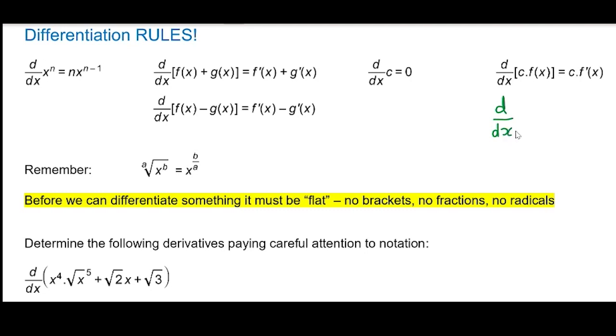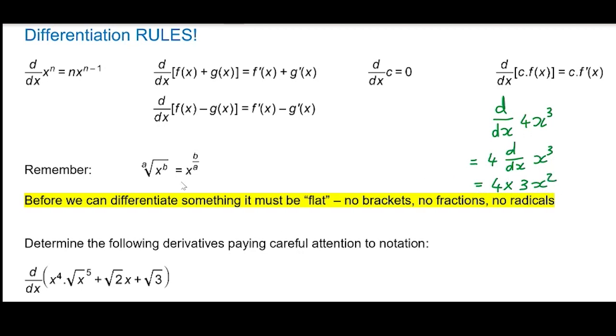So for example, if we've got something like 4x cubed, we can actually pull the 4 out and just worry about differentiating x cubed. When we differentiate x cubed, we get 3x squared. So in fact, it's just going to be 4 lots of 3x squared, which would be 12x squared.